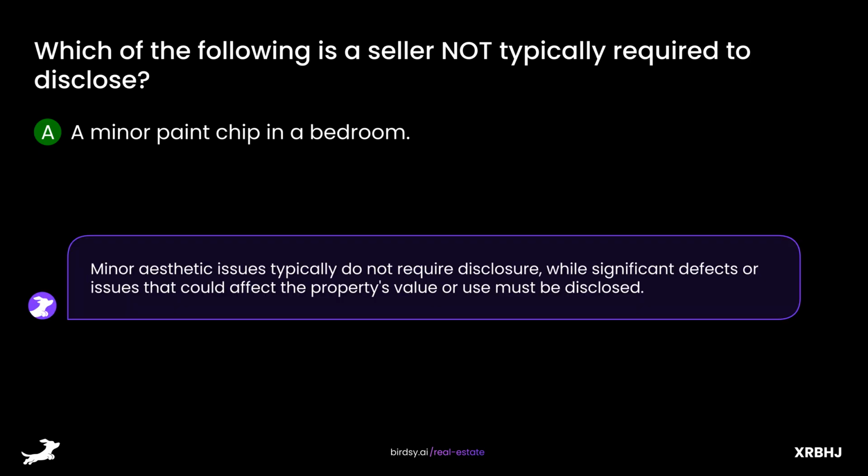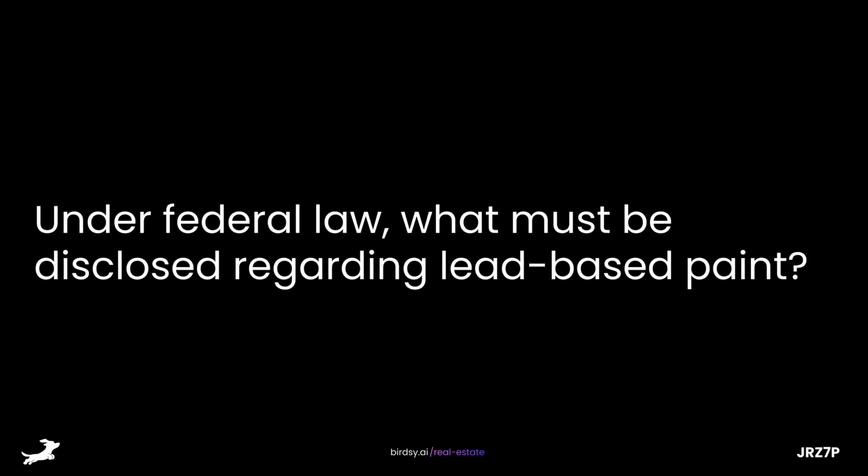Minor aesthetic issues typically do not require disclosure, while significant defects or issues that could affect the property's value or use must be disclosed. Under federal law, what must be disclosed regarding lead-based paint?